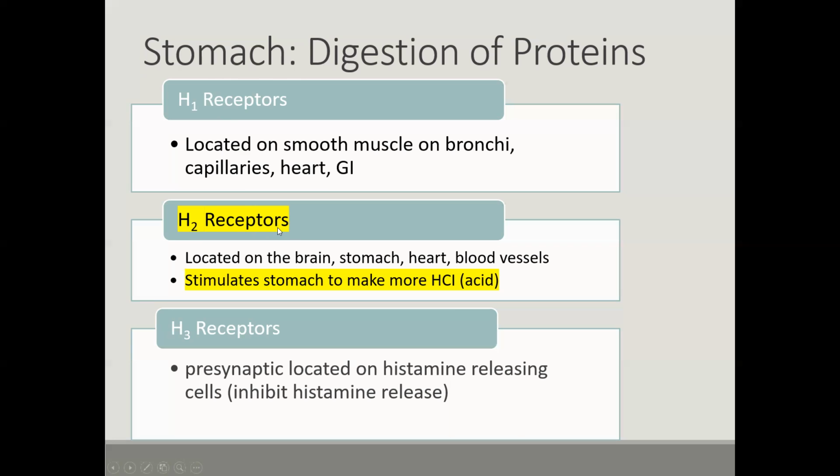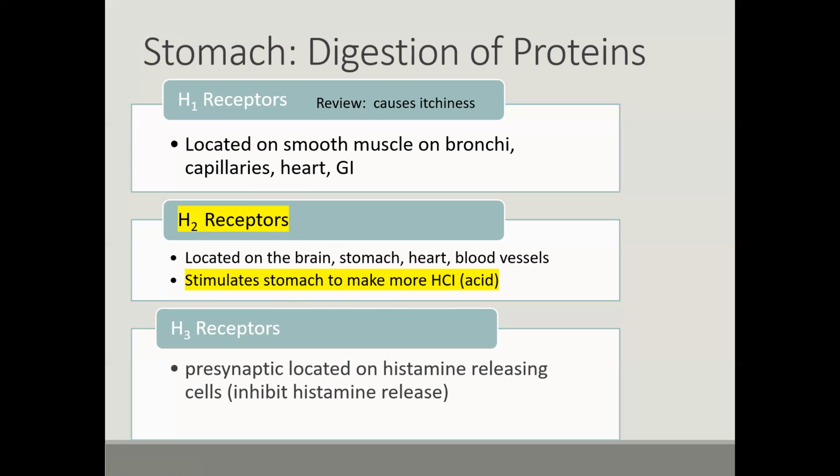Histamine 2 receptors are located in the brain, the stomach, heart, and blood vessels. And highlighted here, really important for you to understand and remember, is that histamine 2 receptors stimulate the stomach to make more hydrochloric acid or stomach acid. So that's a really important point to know.